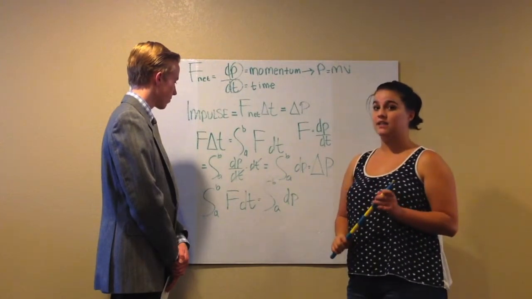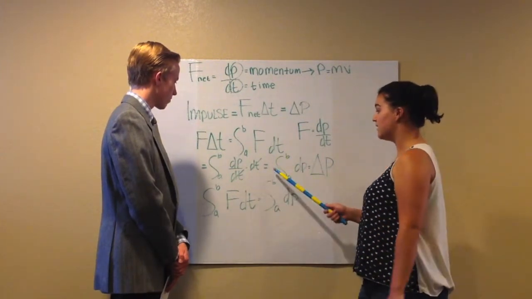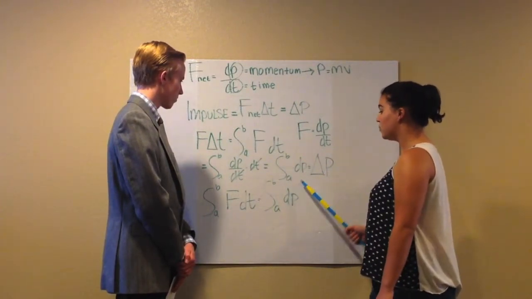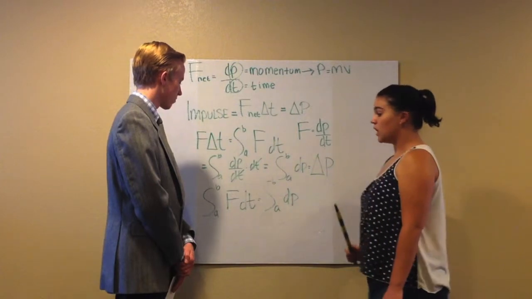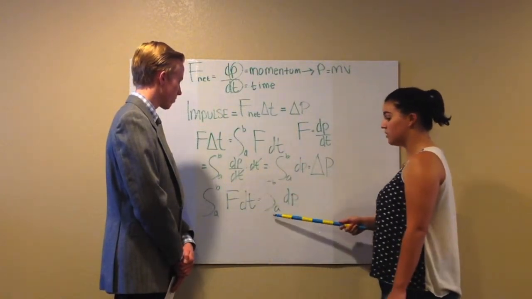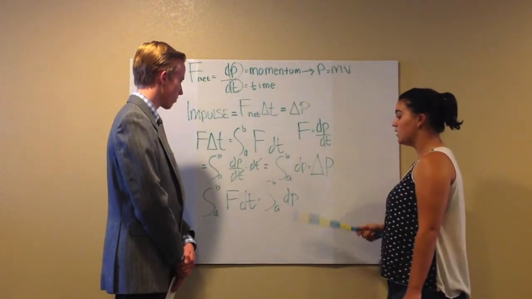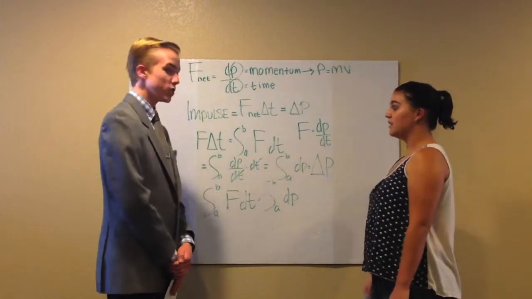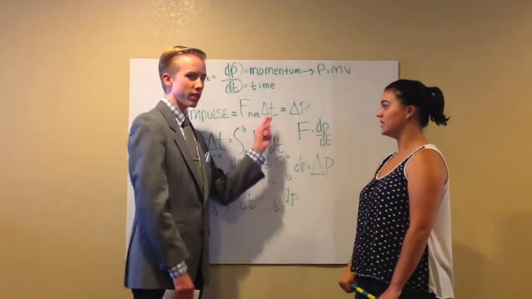Now we can cross out the dt's to simplify the equation, giving us the integral from a to b of dp, which equals delta p. So the integral from a to b of F dt equals the integral from a to b of dp, which equals delta p. Which brings us all the way back to the original impulse equation.